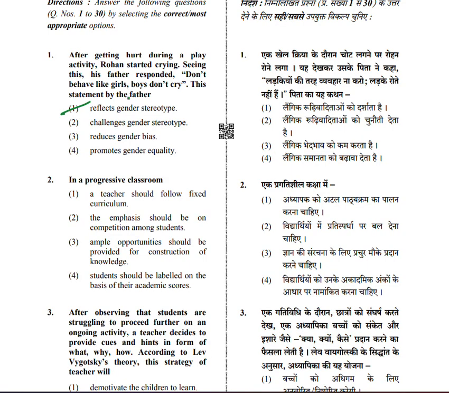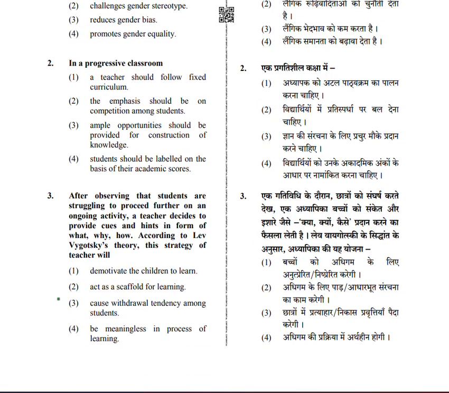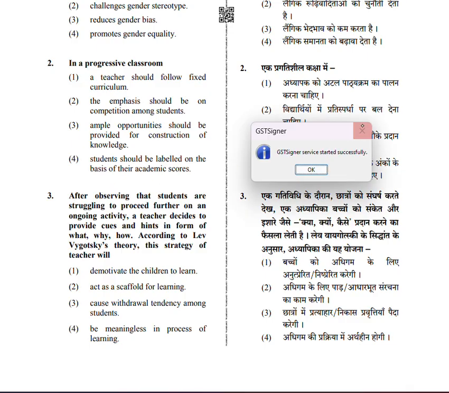So next one, in a progressive classroom. So what is a progressive classroom? They are given 4 options. Again we'll see the options. A teacher should follow fixed curriculum. Emphasis should be on competition among students. Ample opportunities should be provided for construction of knowledge. Students should be labeled on the basis of their academic scores.